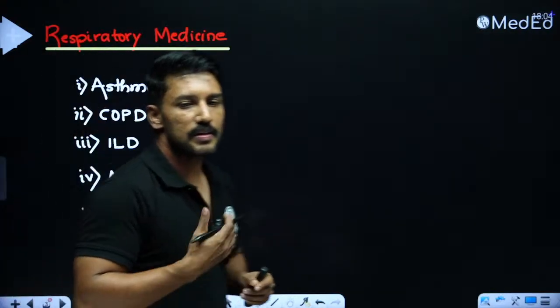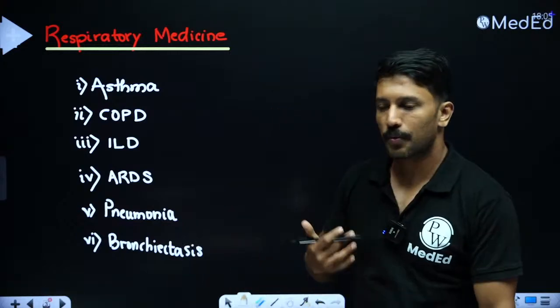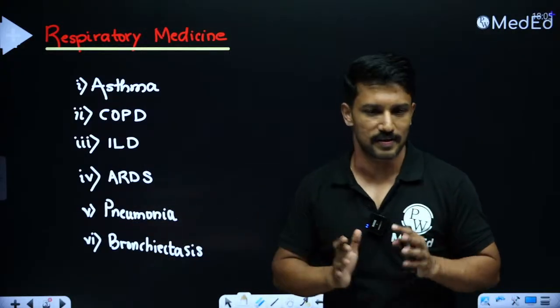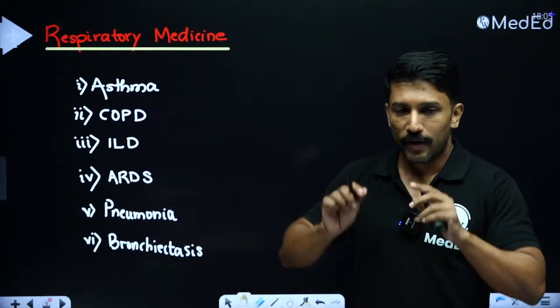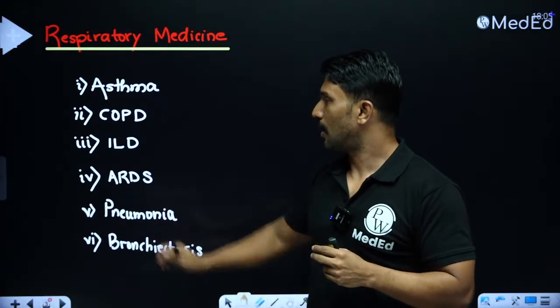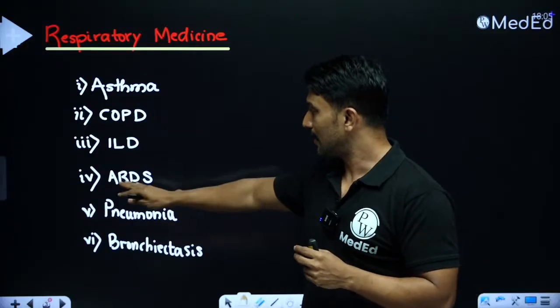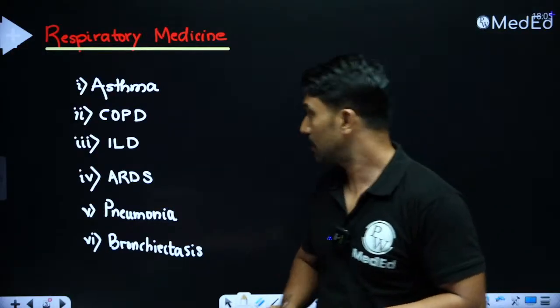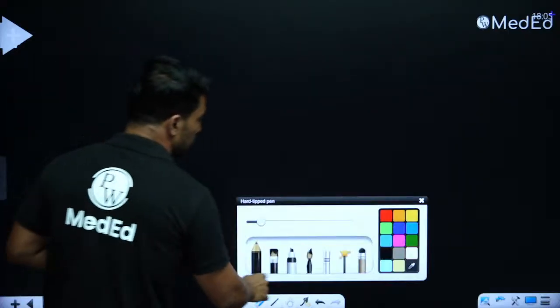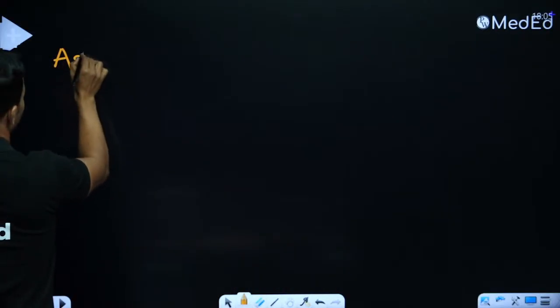Now in respiratory medicine, what are the major diseases from which the questions can be asked? Asthma, COPD, interstitial lung diseases, ARDS, pneumonia, bronchiectasis. Now when I read a clinically oriented question, how will I get to know that the question is talking about asthma? How will I get to know that it is COPD, it is ARDS? Today we will learn that, right? We'll take up one by one. So we'll start with asthma first. Now how will I recognize that a particular question is talking about asthma?